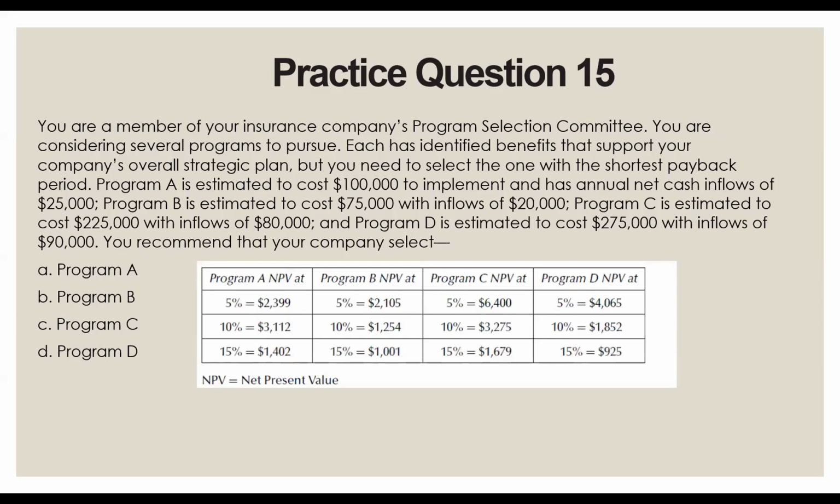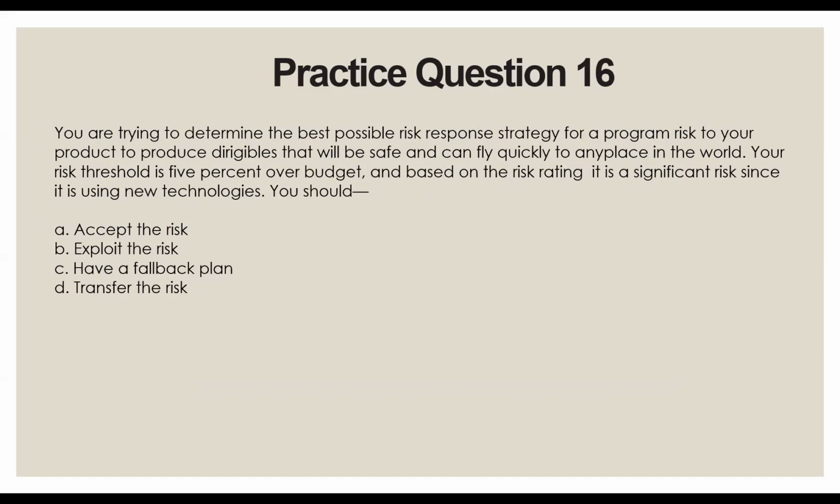Now, this is a simple question on net present value, right? Tell me which program should be selected here. Obviously, you will select the program with the highest net present value, right? Yes. That's C. So C is the program, right? So Charlie, right? Yeah.